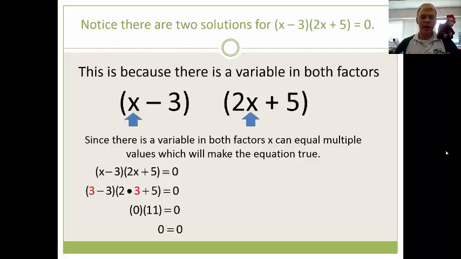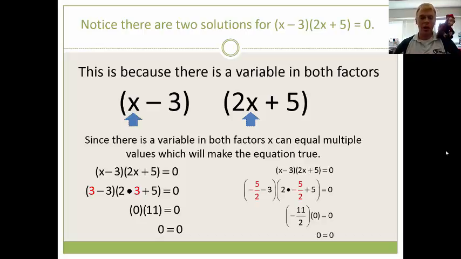For example, if we take the solution of 3 and substitute it back into our equation here. Notice, if I substitute it in for one x, I have to do it everywhere that there's an x in the equation here. So you can see we have 3 minus 3 in the first binomial and 2 times 3 plus 5 in the second. Well, the first binomial simplifies to 0, the second one 11, and 0 times 11 is 0. Our equation is true, 0 equals 0.